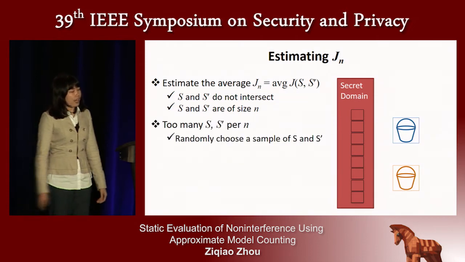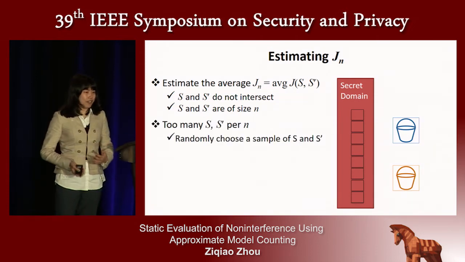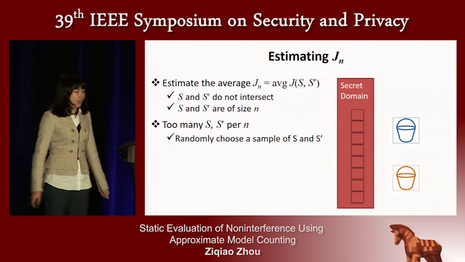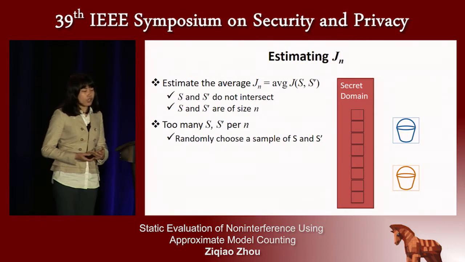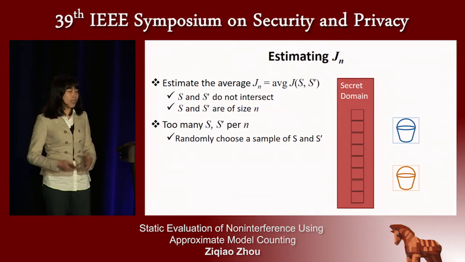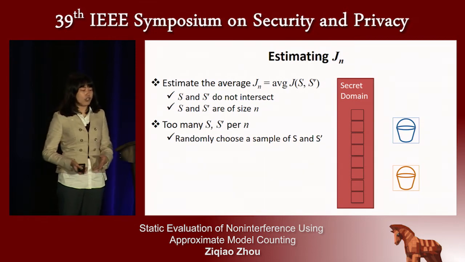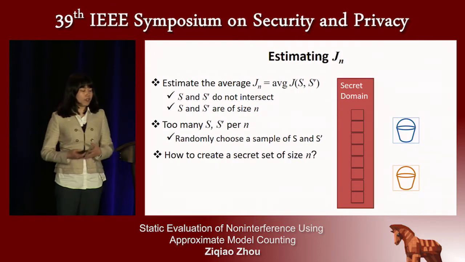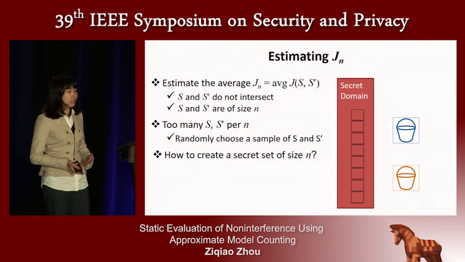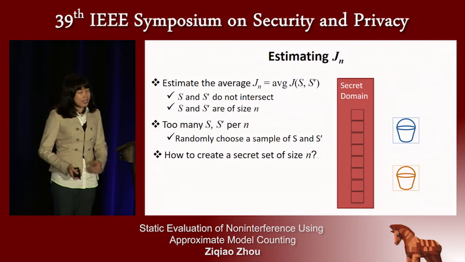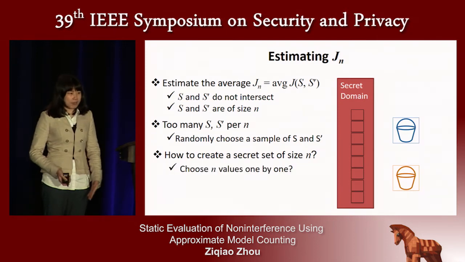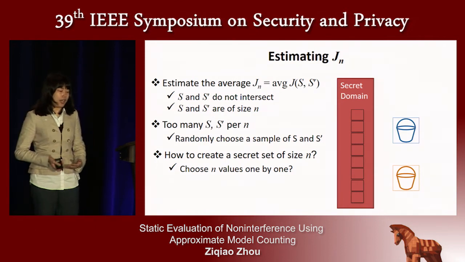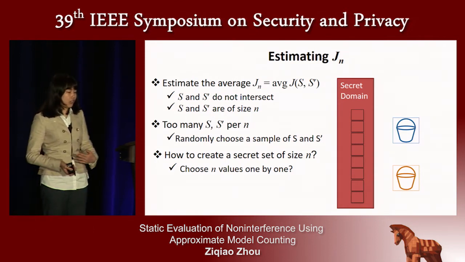First, there are so many different secret sets for each size n, and we cannot enumerate all of them because it's pretty expensive. The solution we propose here is that we could randomly and fairly choose a sample of secret sets to depict the average Ziqiao distance. Then the following question is how to fairly and randomly choose a secret set. The naive idea is you could pick the secret values one by one many times. However, this is expensive when your secret set size is pretty large.